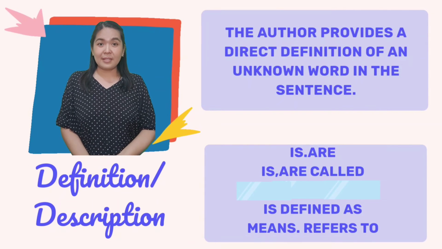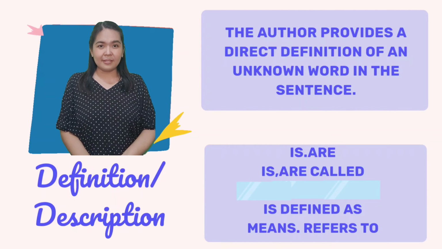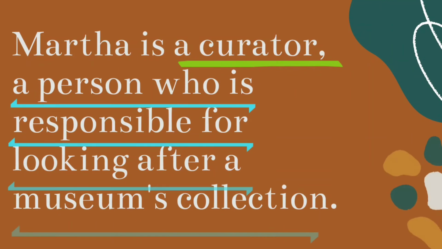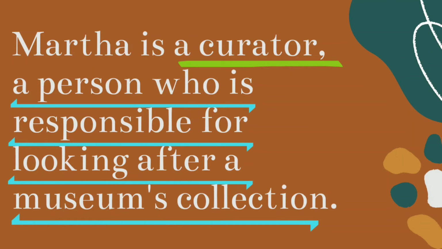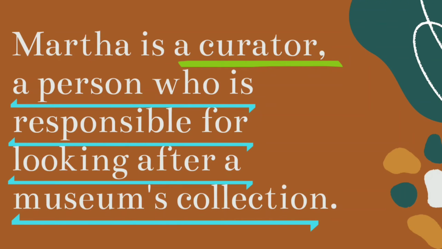The first one is definition. The author provides a direct definition of an unknown word in the sentence. It uses signal words like is, are called, is defined as, means, and refers to. Here are some examples. Martha is a curator, a person who is responsible for looking after a museum's collection. In this sentence, the unfamiliar word is curator. We can determine the meaning of the word with the help of the context clues present in the sentence. In this case, the definition of the word is already mentioned, which is a person who is responsible for looking after a museum's collection.